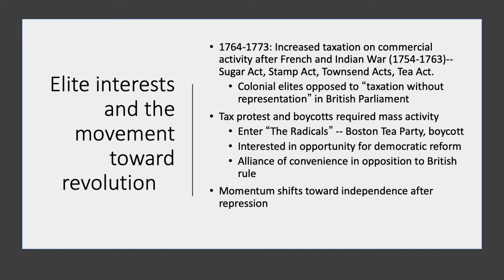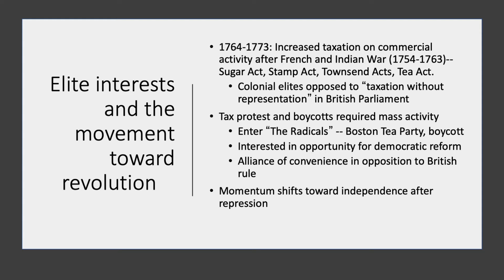This converged with the activity of a group of radicals. So these were the people who wanted more democracy. They were ideological. The colonial elites were driven primarily by their own economic self-interest. They didn't want to be taxed. But the radicals really wanted greater electoral democracy, which was a radical concept at that time. And they staged the Boston Tea Party. This was kind of a joint operation.